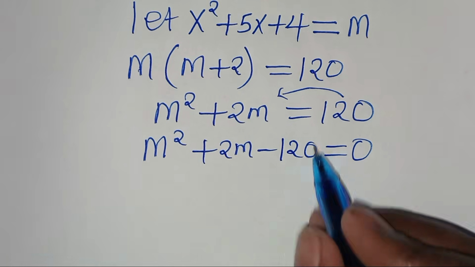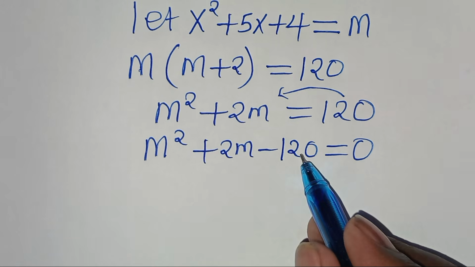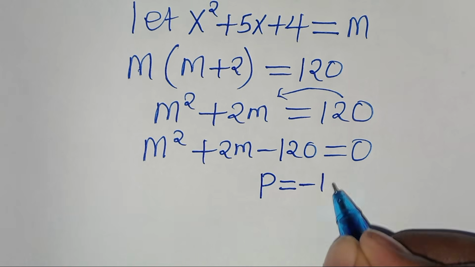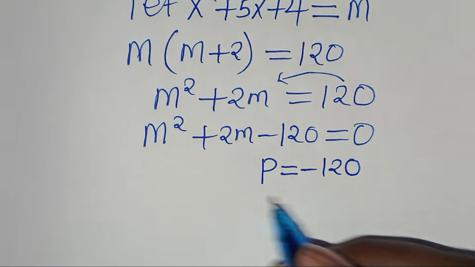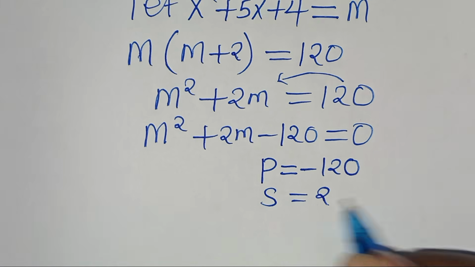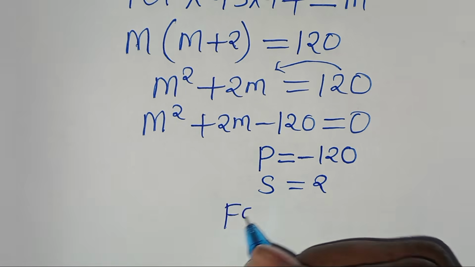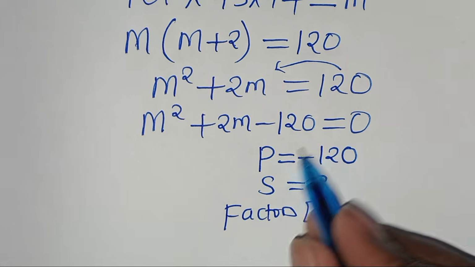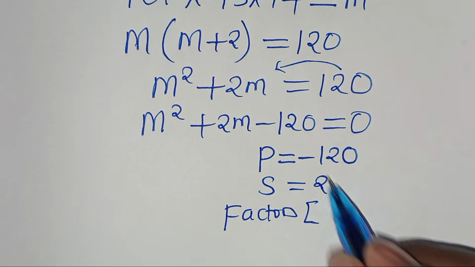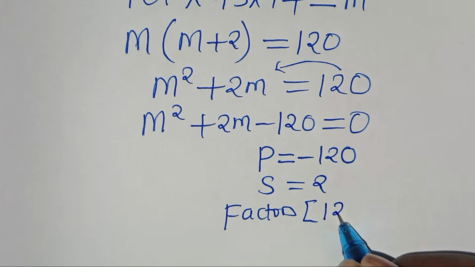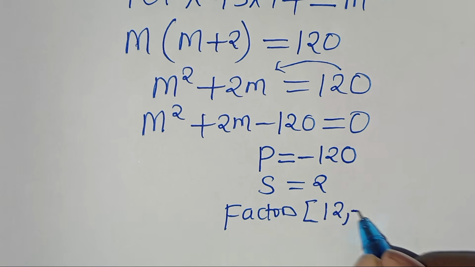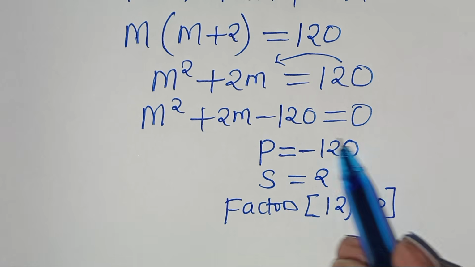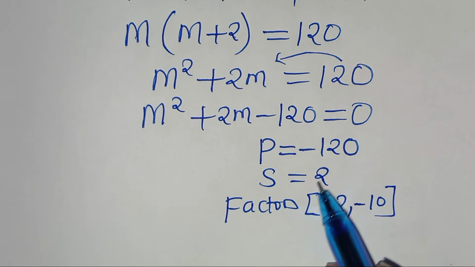Now, the next step from here, this is a quadratic equation. We can solve this quadratic equation by the factorization method. We have the product is negative 120 and the sum is equal to 2. So let's identify these two factors such that if you multiply them, we have a value of negative 120, and if we sum them, we have a value of 2. So these two factors are 12 and negative 10. 12 times negative 10 is negative 120. 12 plus negative 10 is equal to 2.